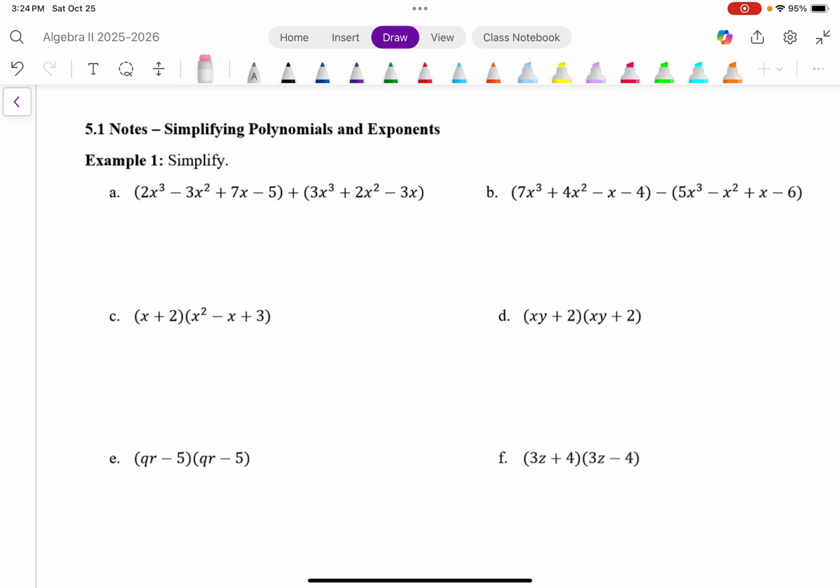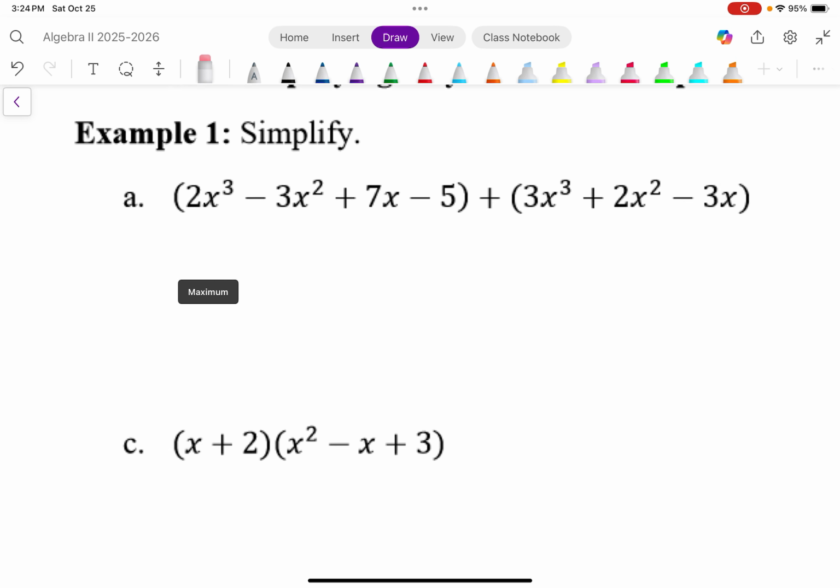Alright, this section is 5.1, simplifying polynomials and exponents. This first video is going to be going over simplifying polynomials, where we're adding, subtracting, and multiplying them together.